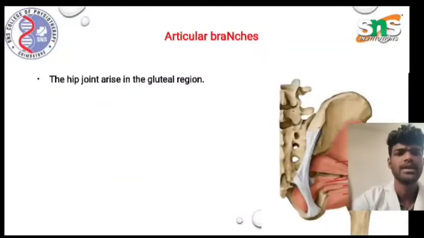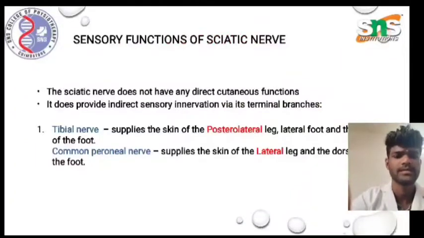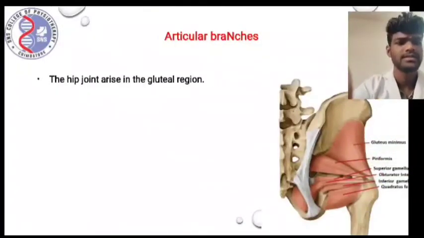Articular branches. Hip joint arises in the gluteal region. Gluteus minimus, piriformis, superior gemellus, obturator internus, inferior gemellus, quadratus femoris.